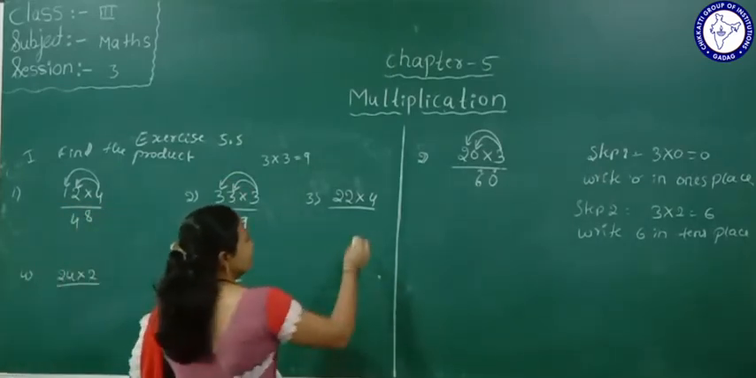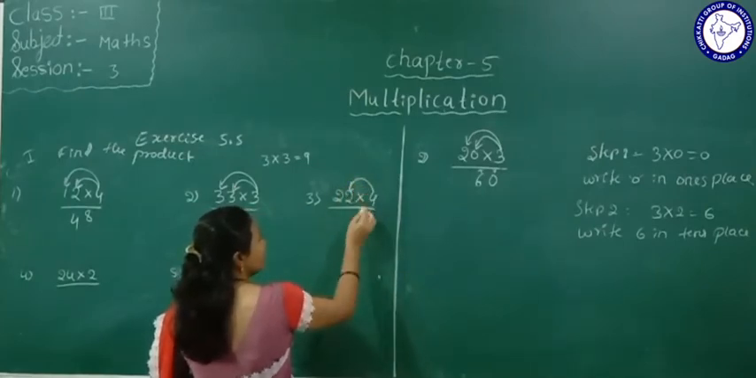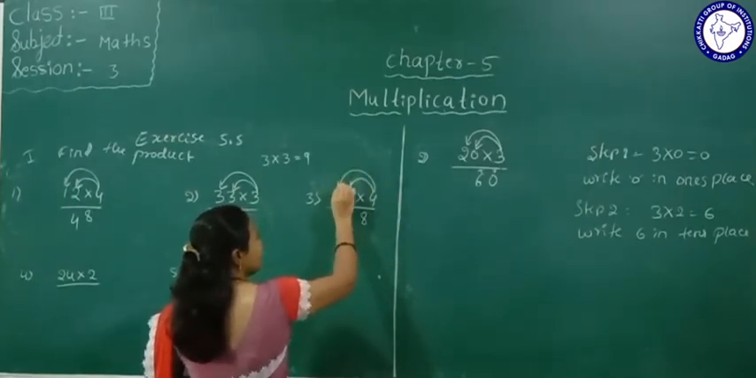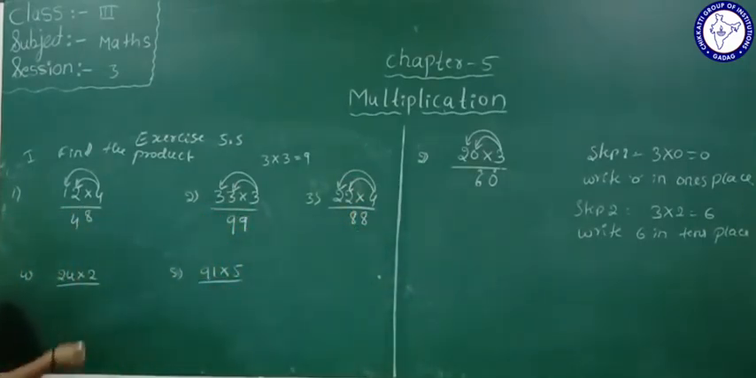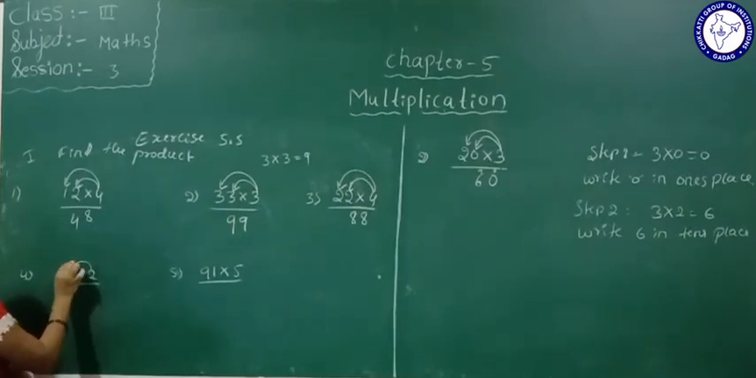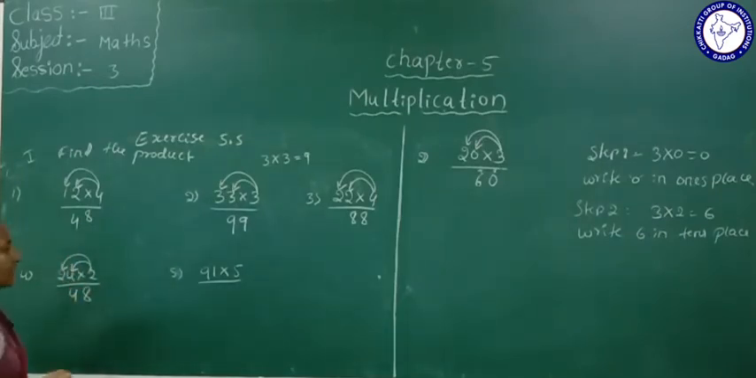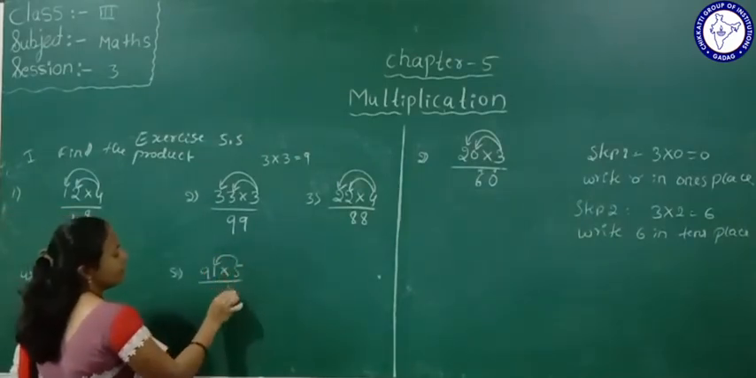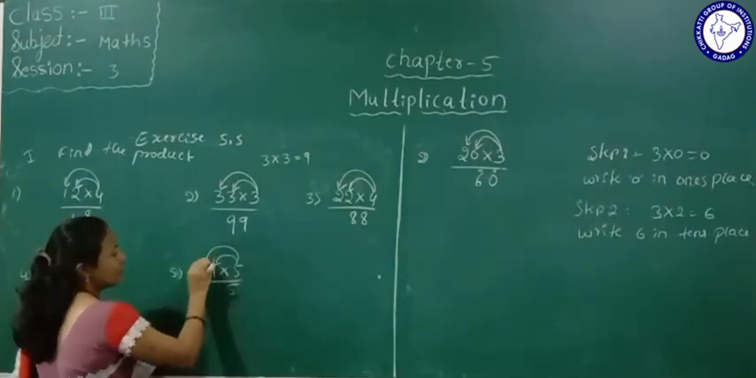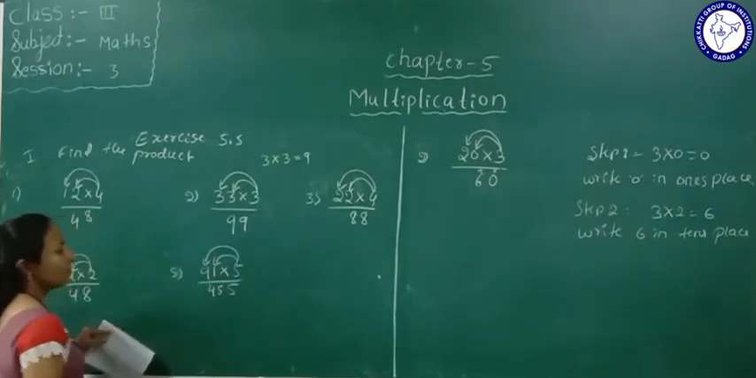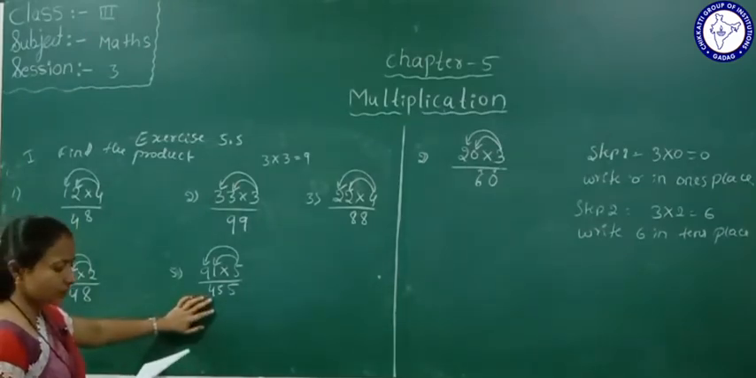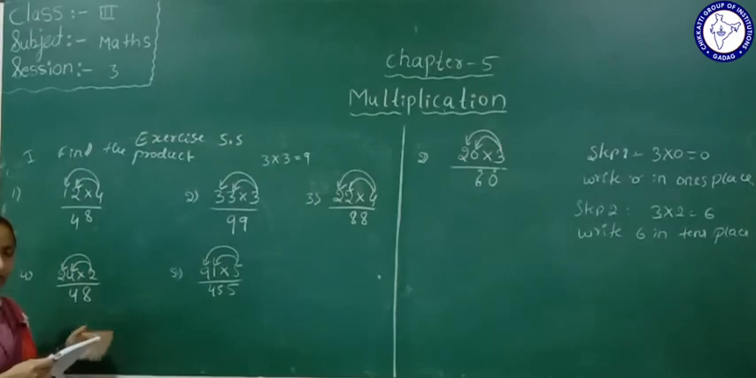Okay, next, third one: 4 2s are 8. Answer is 88. Next one, they have given here: 2 4s are 8. 2 2s are how much? 2 2s are 4. 48. Next one, 5 1s are 5. 5 9s are how much? 5 9s are 45. Answer is 455. Understood this one? Yes. So this is the first main, you do it in your own.